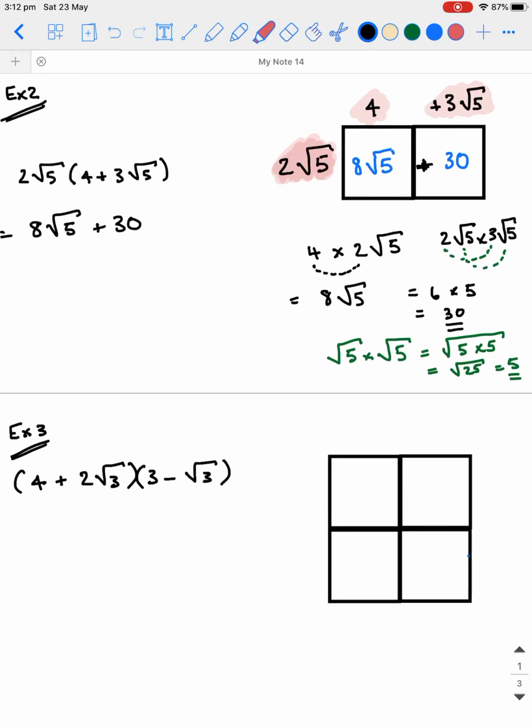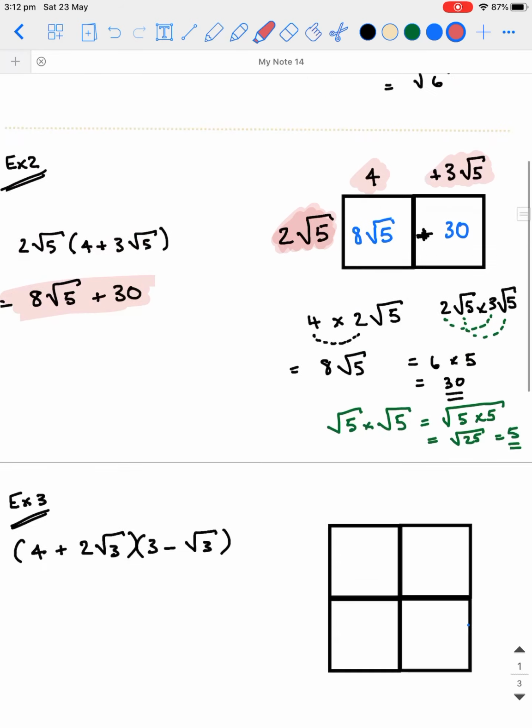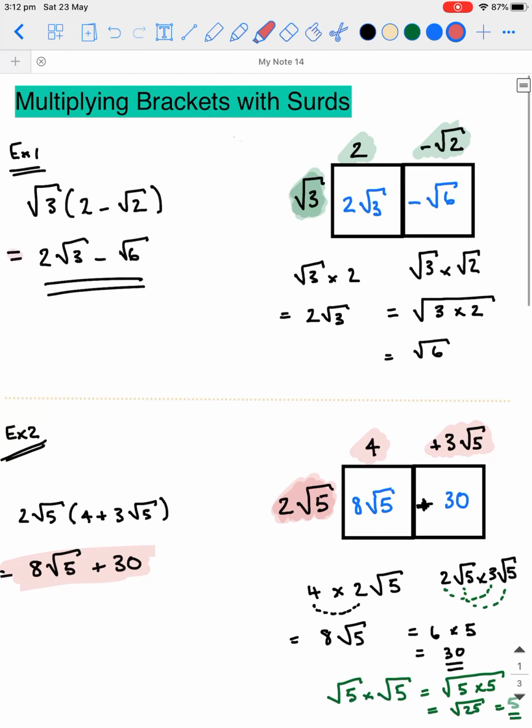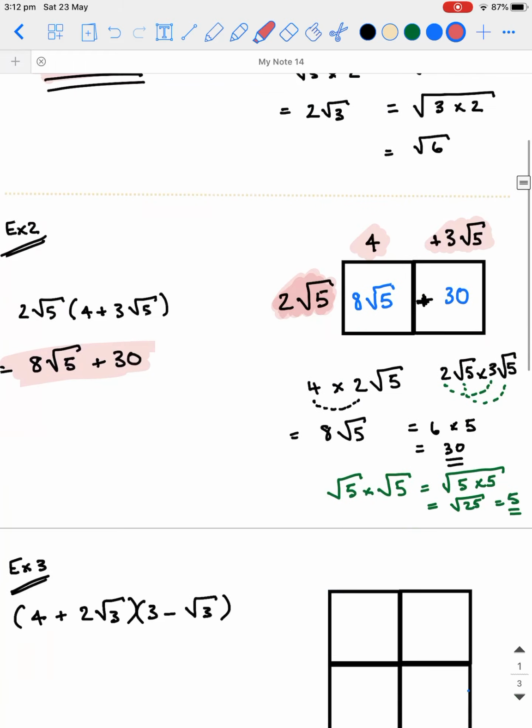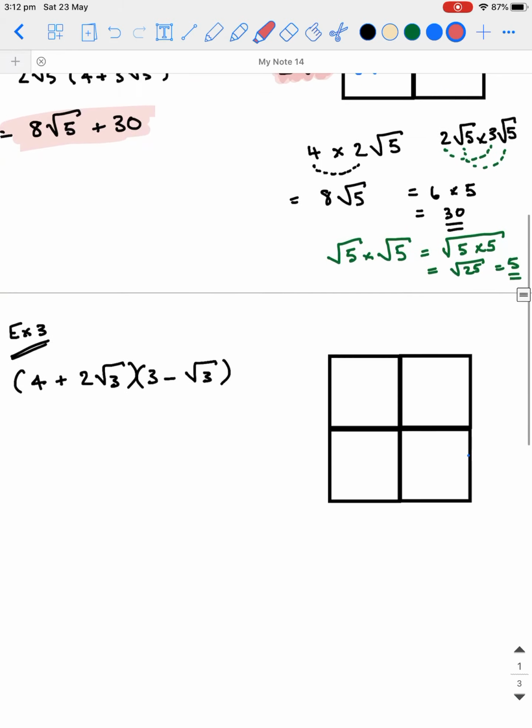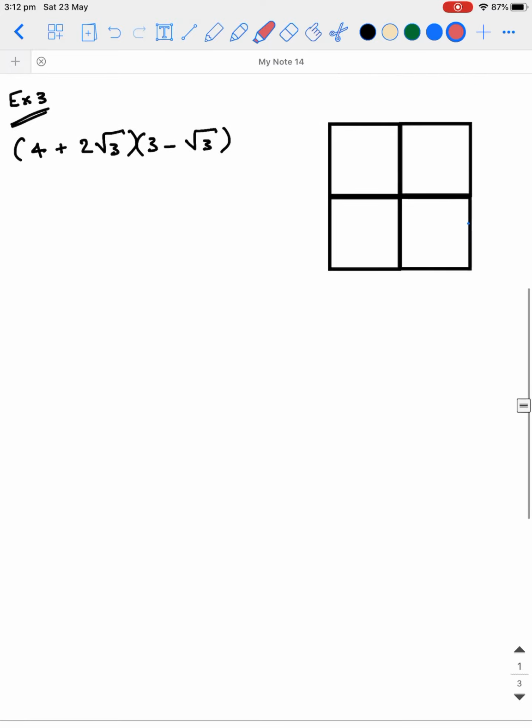Now, what these two examples have in common is that both of them have one term that multiplies one bracket. The next two examples involve the use of double brackets, 2 brackets. So if I take example 3, what I want to do is take 4, add on 2 root 3 and multiply that by 3, take away the root of 3.